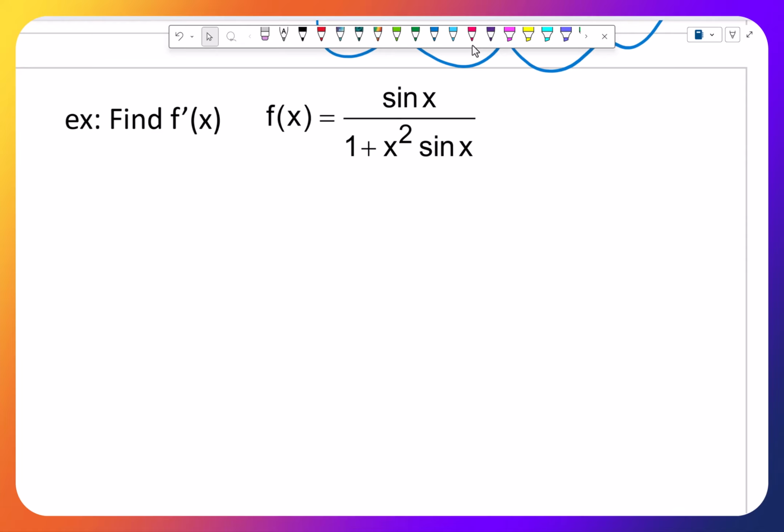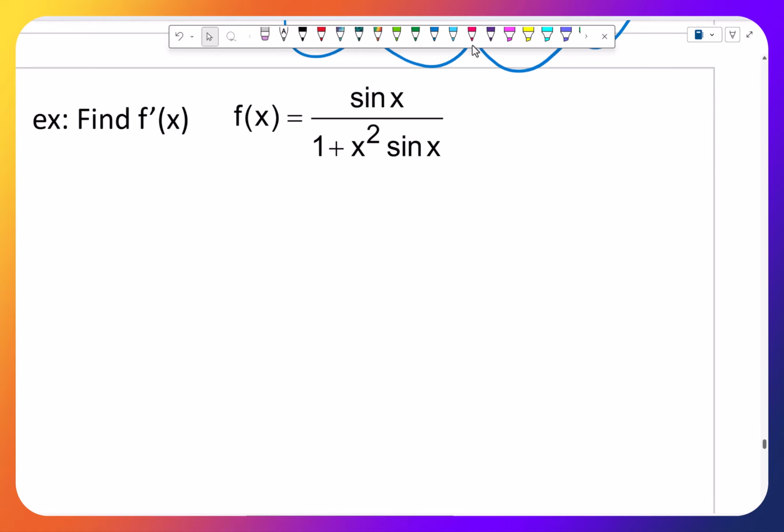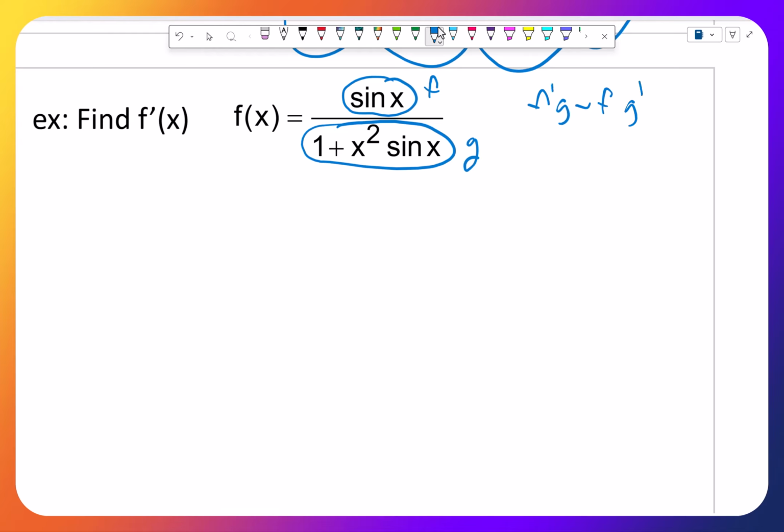Okay, so it's a fraction. The overriding one, the template we're going to use, is quotient rule. And then we're going to have to insert product rule inside of there. And y'all are like, oh my gosh, you're crazy. Okay, so here's F, and here is G. And this is my quotient rule. So F'G minus FG', first things first, second things second, over G squared. Here we go.